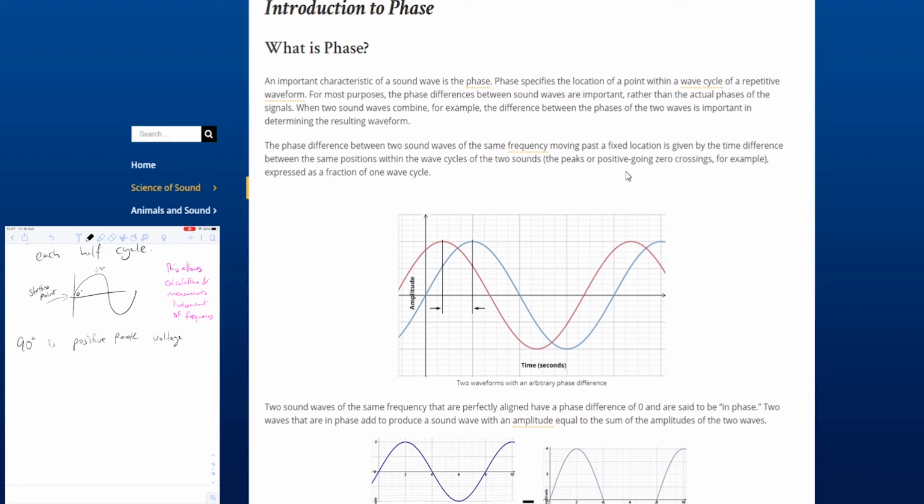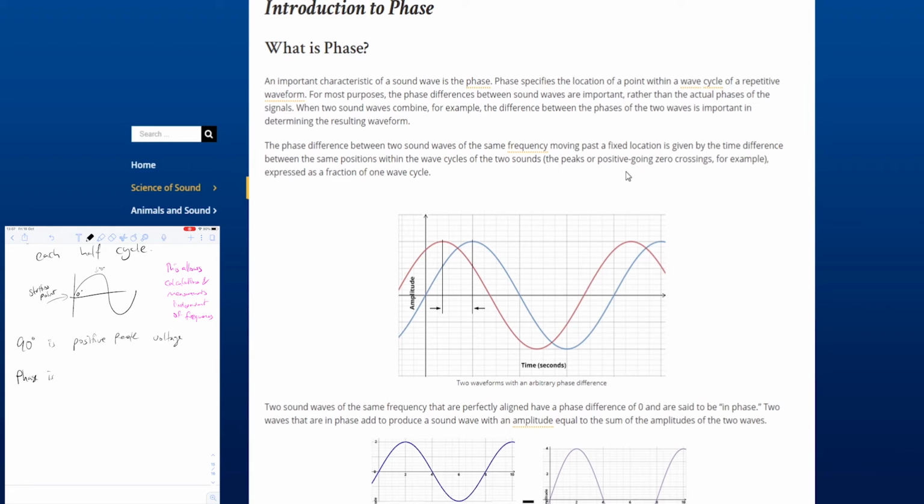The peaks of positives going, zero crossings, expressed as a fraction of one wave cycle. Two sound waves of the same frequency that are perfectly aligned have a phase difference of 0. Okay, so I think the one at the top here is probably the best definition I've got of it. Phase specifies the location of a point within a wave cycle.